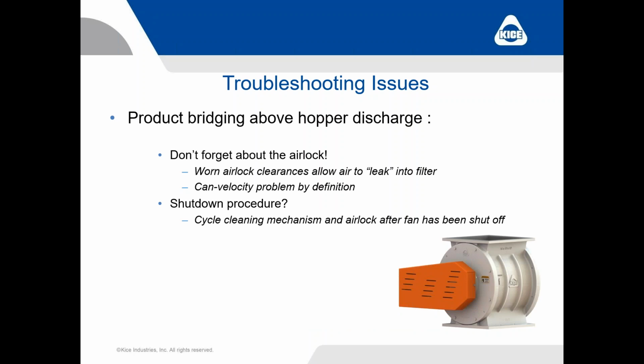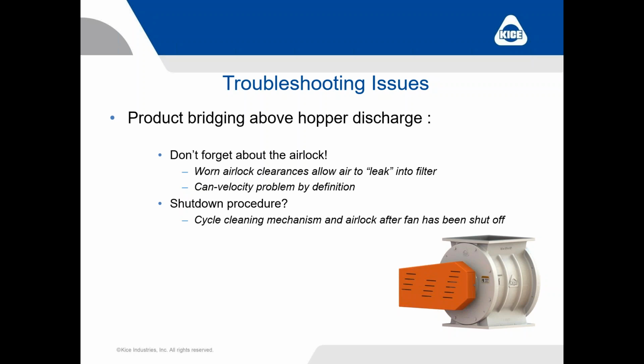Product bridging above the hopper is one that we talked about. And I can't stress enough, when it comes to a baghouse system, don't forget about the airlock. 9 times out of 10, we have a simple problem with the baghouse. Somebody calls, asks, why is my baghouse acting the way this is? And it always comes back down to the airlock. And people like to fight against that. No, I don't have an airlock problem, I have a baghouse problem. Well, the two go hand in hand, and if you have a problem with one, it can create problems in the other. Well, why is a worn airlock a problem?